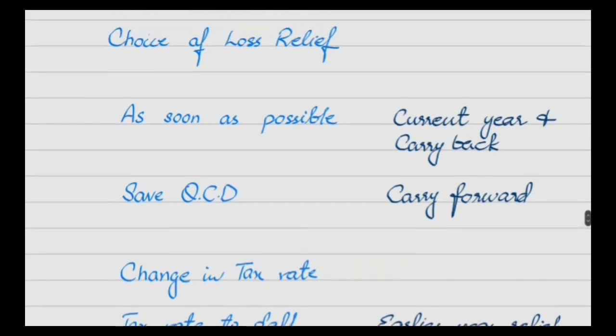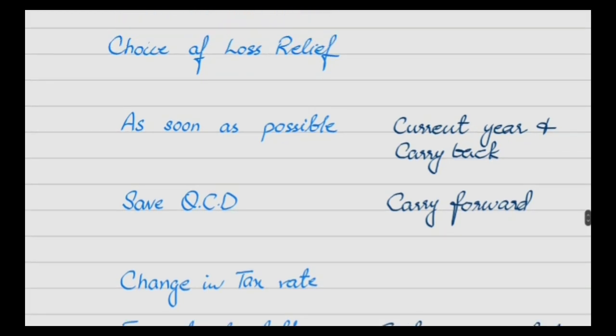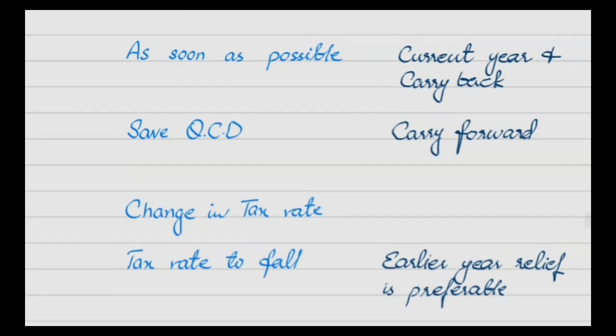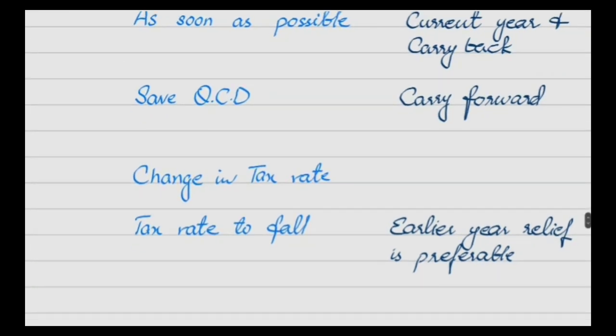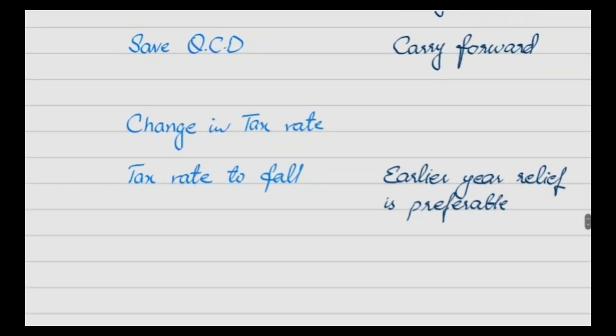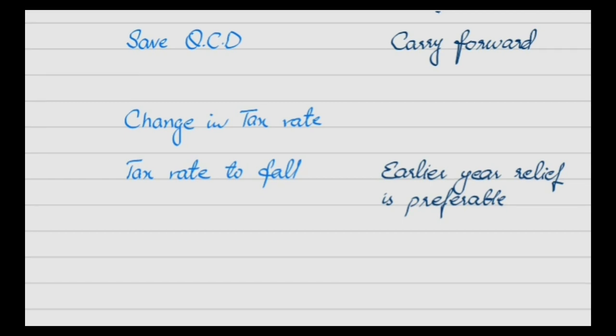Now choice of loss relief: if you have been given in the question that loss is to be set off as soon as possible, then current year and carry back claim is used. If you want to save your QCD, then you have to carry forward, क्योंकि carry forward में ही partial claim allow है. And if there is a change in tax rate and tax rate is said to be decreasing in the future year, then you have to use the relief in the earlier years. कि अर्लियर इसका जहाँ पे आपको ज़्यादा टैक्स पे करना है वहाँ पे आप रिलीफ यूज़ करके उस साल की इनकम कम कर देंगे और इसे कैरी फॉरवर्ड नहीं करेंगे.